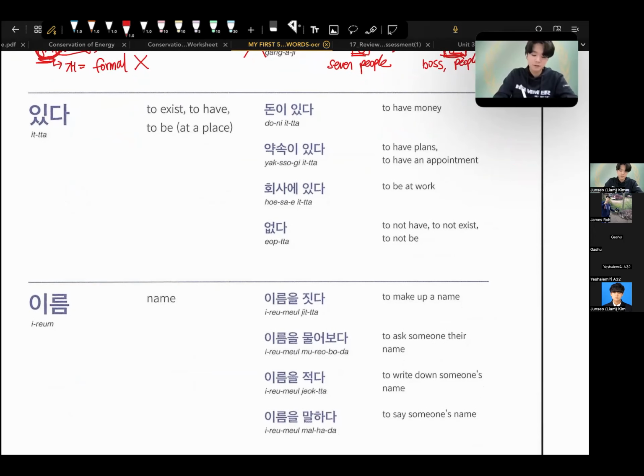Can you follow after me? 있다. 있다. Nice. 있다 means to exist, to have, or to be at a place. So let's look at some related words to understand the meaning.